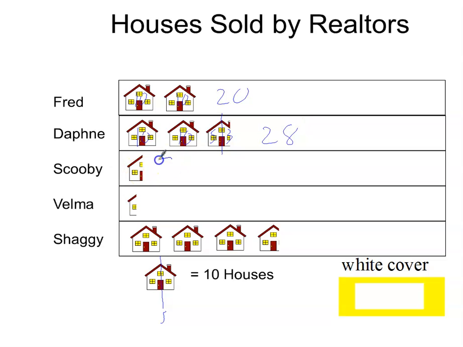Scoob looks like he's pretty much right through the middle for a 5. Velma is less than 5. It would be over here somewhere. Probably about a 3. And Shag down here, we got a 10, 20, 30. And there's the middle is 5. Probably about 7 in all. So 10, 20, 30, 37.